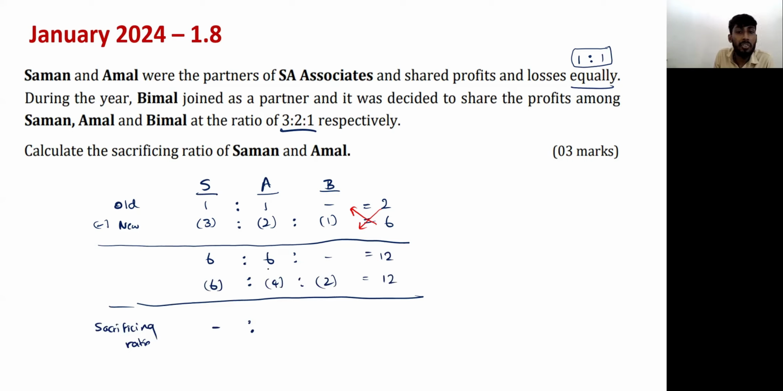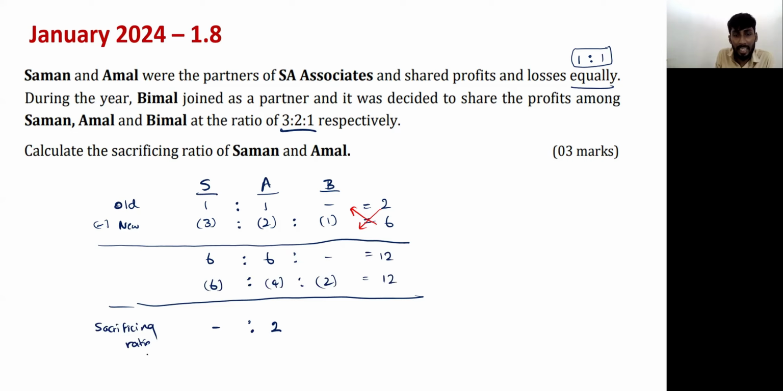Amal earlier got 6. Amal now gets 4. How much has he sacrificed? He has sacrificed 2. And what has happened? Amal has sacrificed 2 and given that 2 to Bimal.